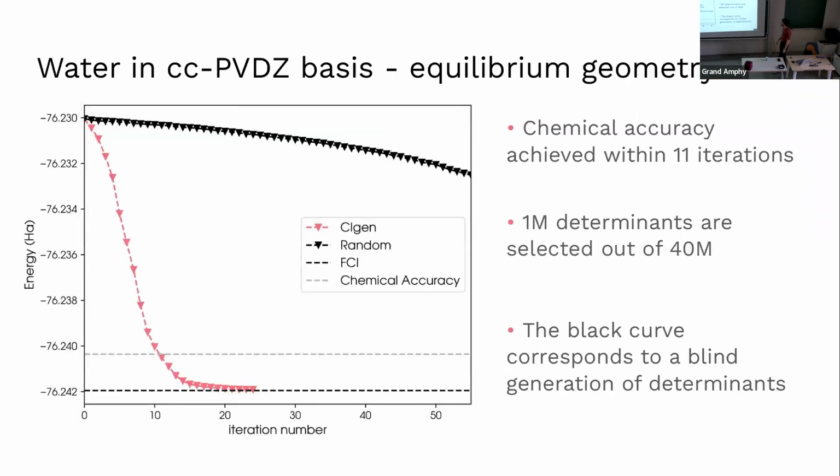So this is the result with this algorithm for the water and the susceptibility databases. I can obtain chemical accuracy with 11 iterations, selecting 1 million determinants out of the 40 million in the end. And the black curve corresponds to what I call random generation. It means I populate my orbitals with a probability of 1, so it's a uniform distribution for the generation of determinants. So basically, the difference between those curves is the result of the learning. I'm already happy with this result, since it showed the proper learning of the methodology.